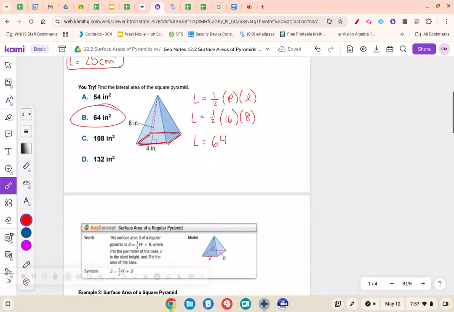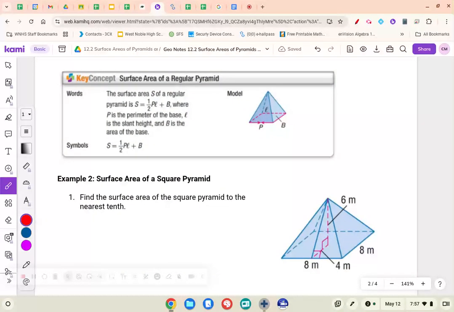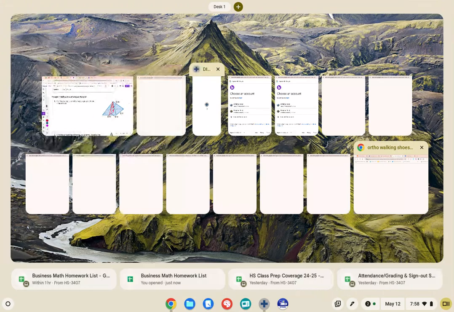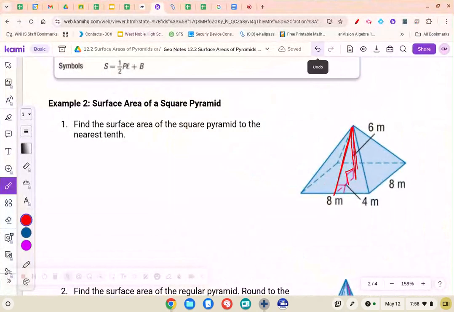Now, if we move on to finding the actual surface area, it's a very similar equation. We have our lateral area equation here, but then we add the area of the base to it. So whatever the base is, you add that area. Now, if you notice on this first equation, you are not given the slant height. We are going to have to find it using the Pythagorean theorem. This is technically the altitude because it's dropping down to the center at 90 degrees. So we have a right triangle here.